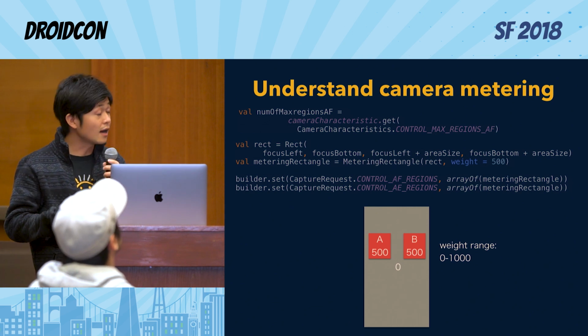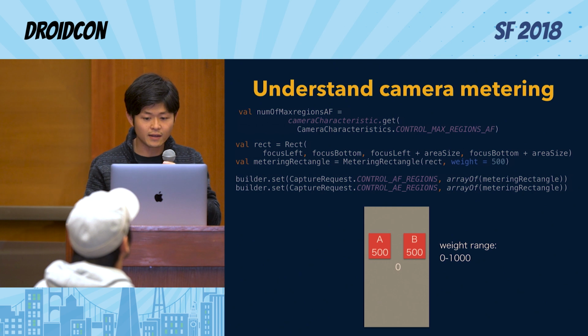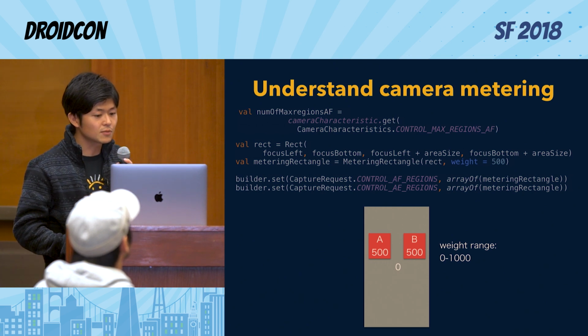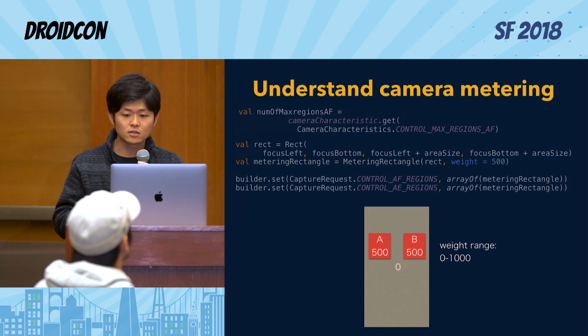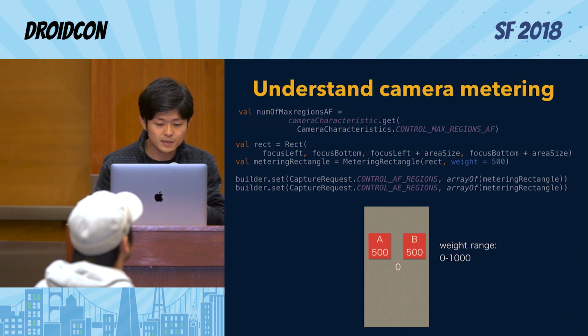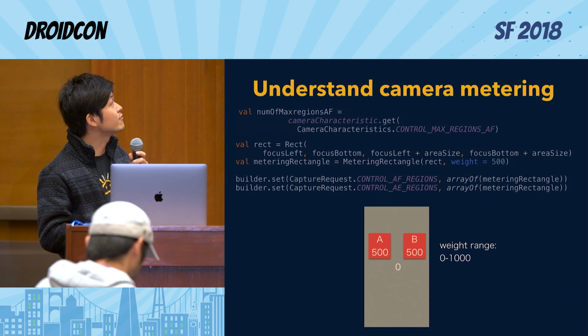Before we go to the manual focusing, we need to understand how the camera metering works. Camera metering is the process of determining aperture and shutter speed, depending on the light that goes onto the camera sensor. On Android, we can set up the code for this area focus using CONTROL_AF_REGIONS.